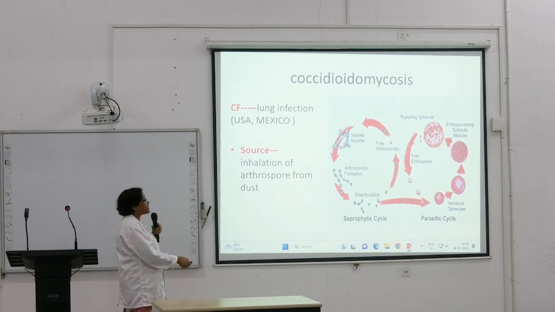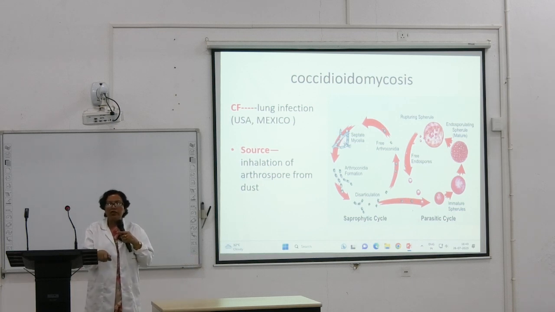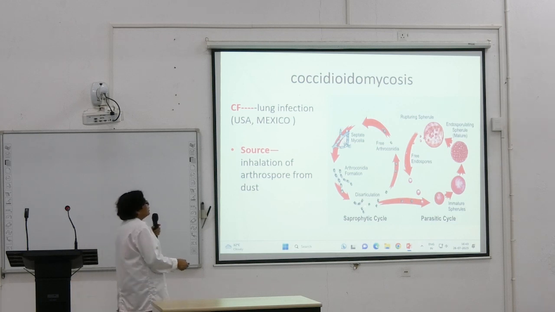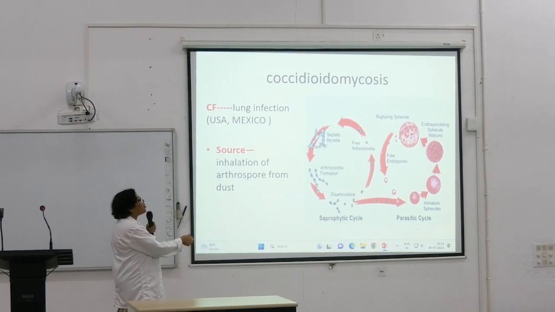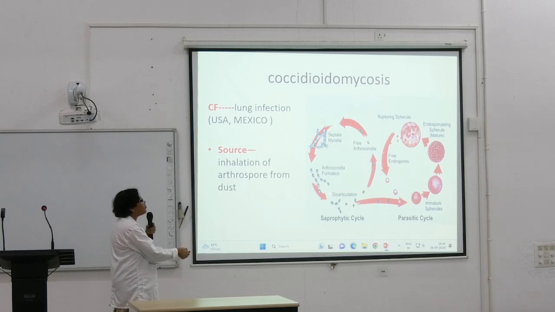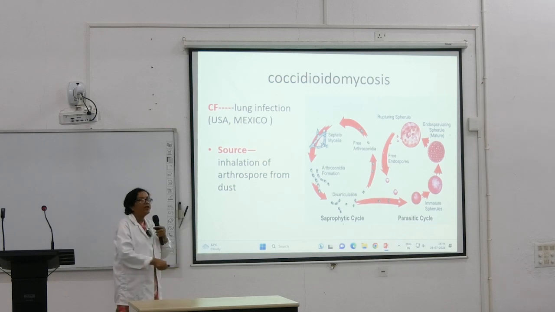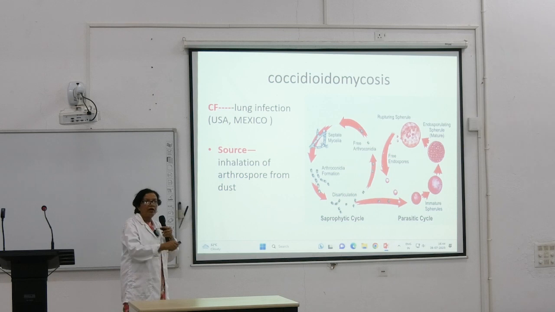One is the saprophytic cycle, one is the parasitic cycle. The saprophytic cycle is when it is lying in the soil or environment. Here, free arthroconidia go into the soil and convert into septate mycelia. You can see mycelia or hypha, septa is there. Again, from this arthroconidia a chain is formed, the chain breaks, and single spores enter the parasitic cycle, in human or animal.